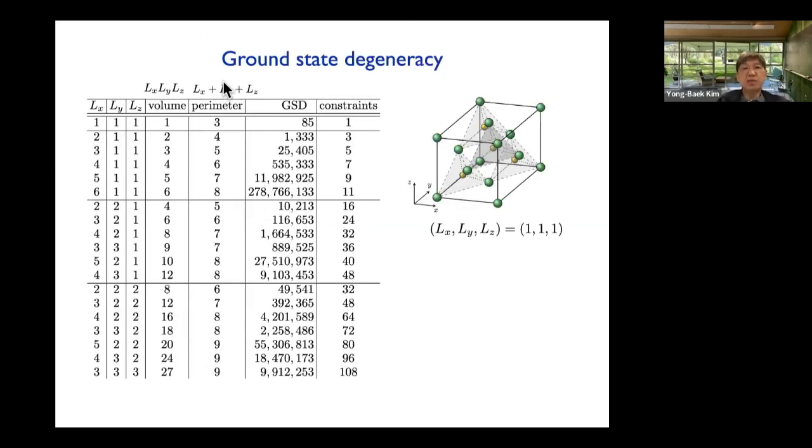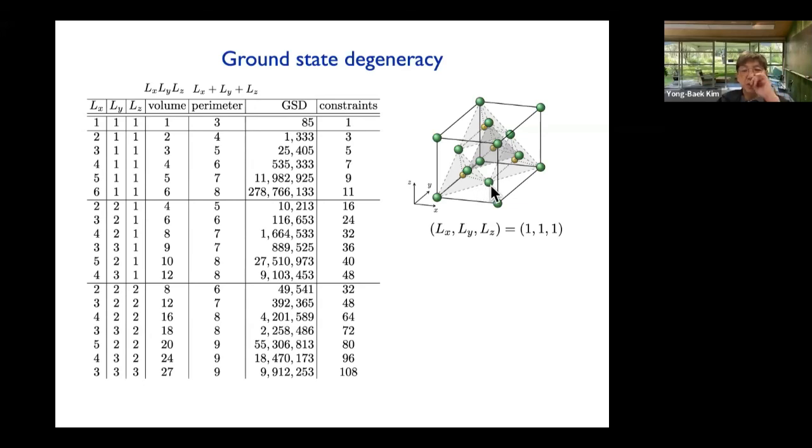So it turns out that if you count the ground state degeneracy of this model, we couldn't find the analytical formula. So we just used the computer to count it. So we don't have a closed formula for this. But what's interesting is that indeed the ground state degeneracy depends on the lattice geometry.